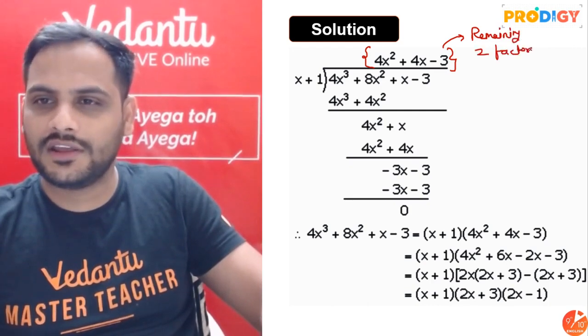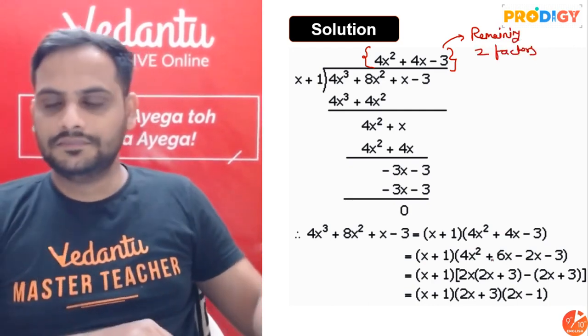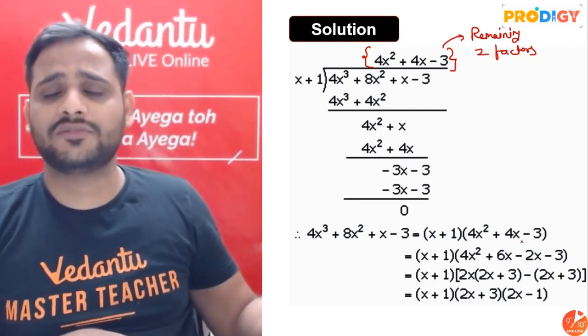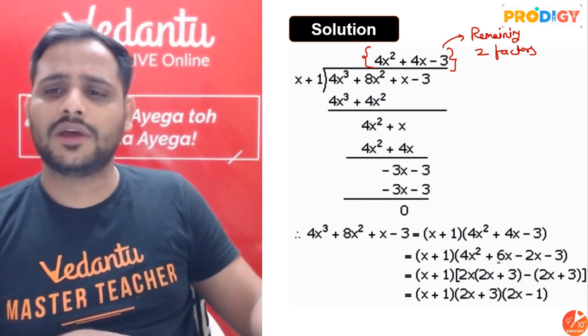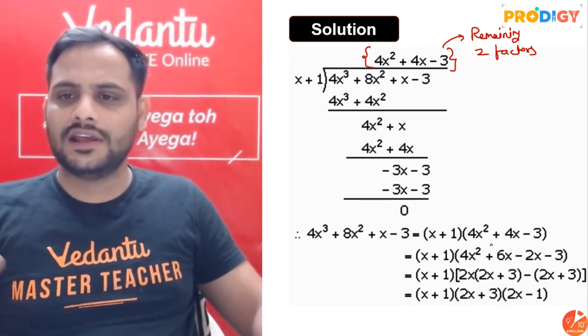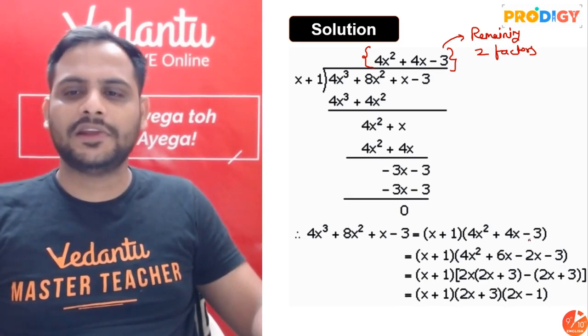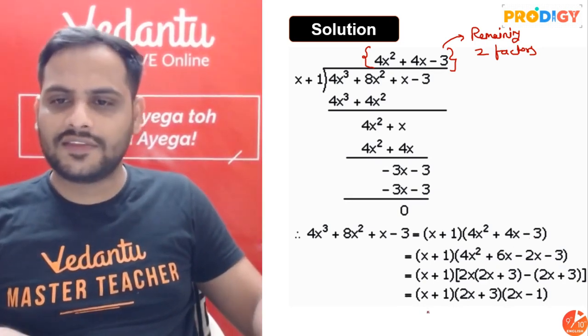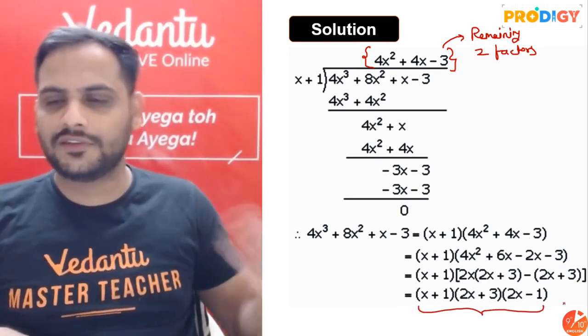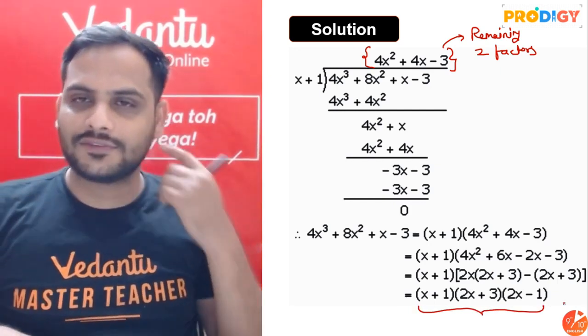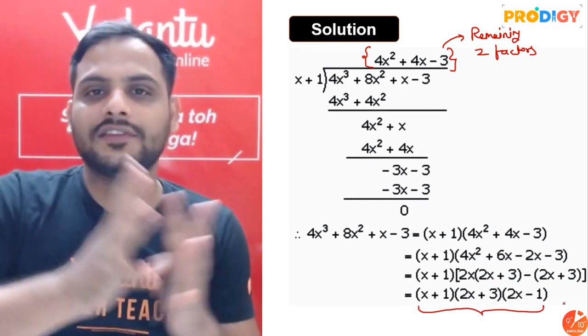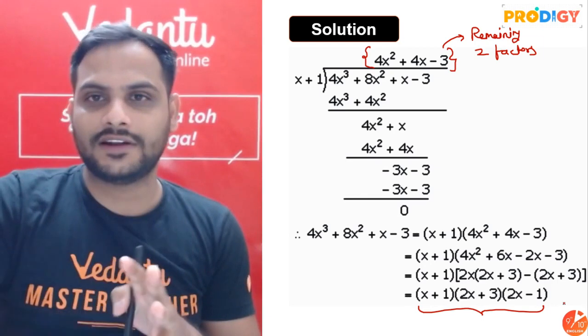Factorize this quadratic equation. So 4x square plus 4x minus 3 will be 4x square plus 6x minus 2x minus 3. Addition is 4 and multiplication is minus 12. So finally it is x plus 1 into 2x plus 3 into 2x minus 1. Okay, beta? This is the complete factorization.